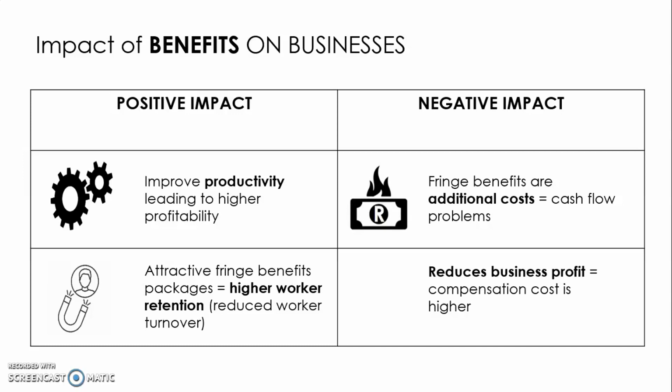For negatives, we see an image of what looks like money with a letter R in the middle. This will hopefully remind you of rands, and we see some fire in the background. So we think of money burning, and this is hopefully going to remind you of additional costs. Our last image, we can see a bar or some bars, and we see an arrow pointing downwards. We see some rands in the bars, and hopefully this will remind you that money is decreasing, and this will then lead you to reduces business profit.